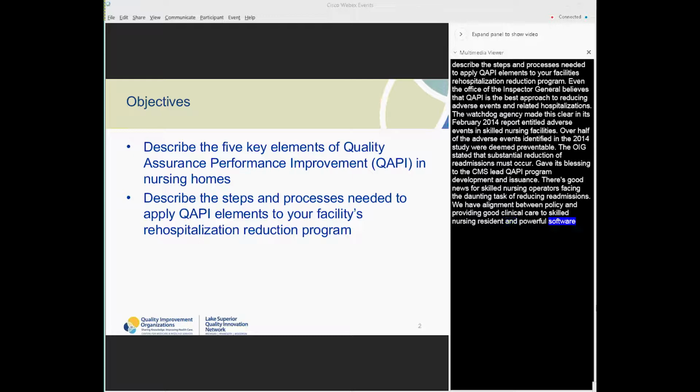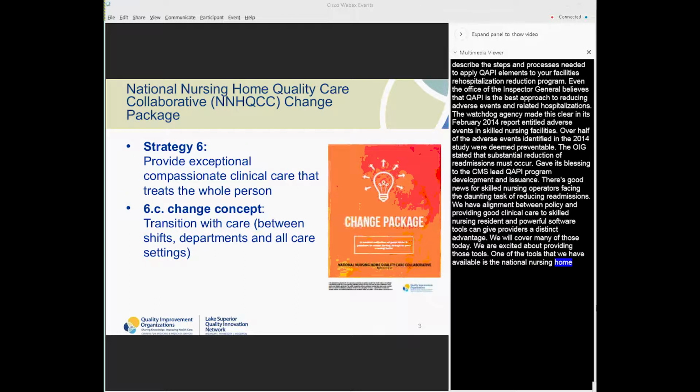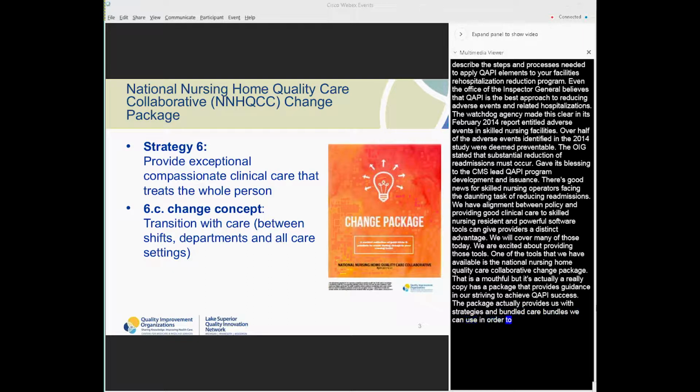One of the tools that we have available is the National Nursing Home Quality Care Collaborative Change Package. That's a mouthful, but it's actually a really comprehensive package that provides us guidance in our striving to achieve QAPI success. The package provides us with strategies and care bundles that we can use in order to move our QAPI forward.